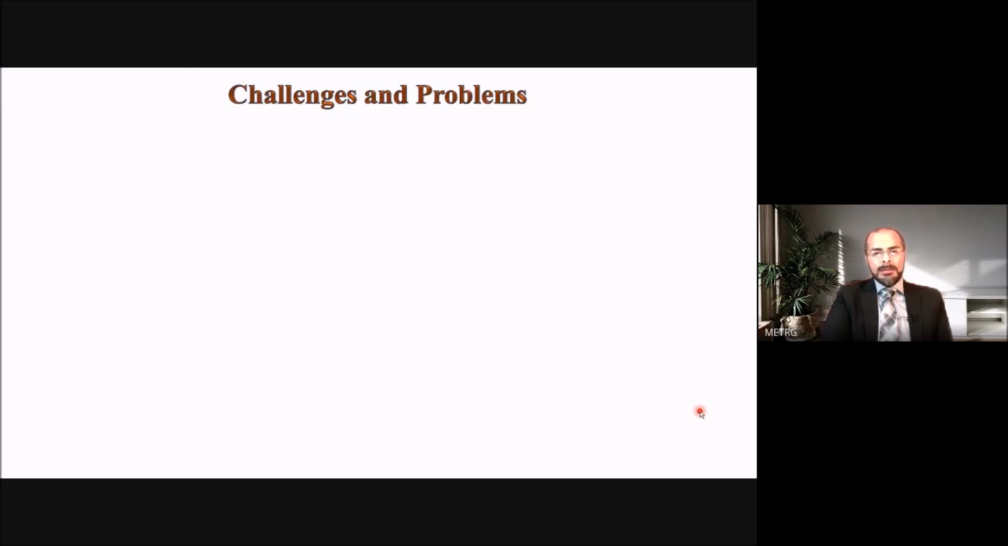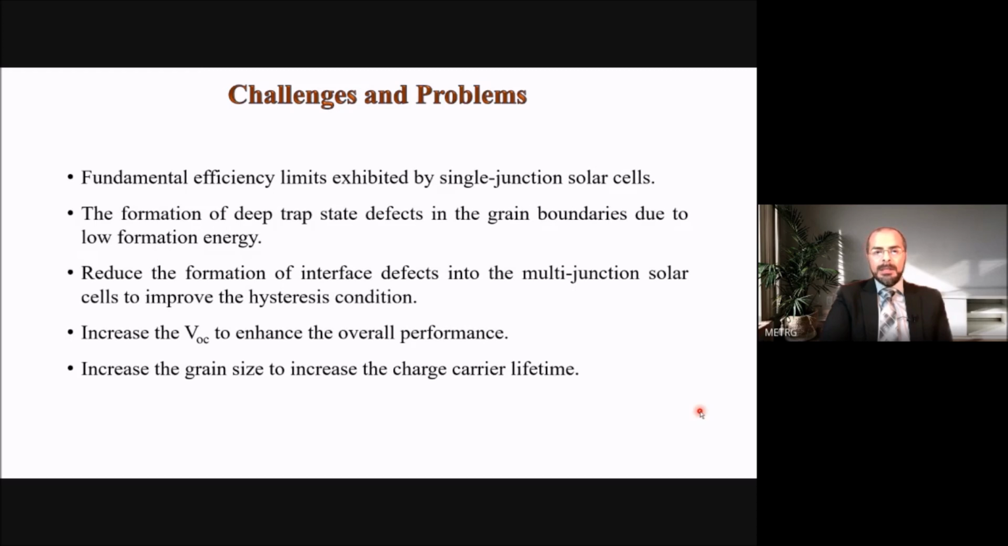So there are a lot of researches that have been done and are still under investigation. But from what I summarized, we can see there are some challenges, some problems we have in this new technology. So the first thing is that we have limits on the performance of single junctions, like silicon solar cells.